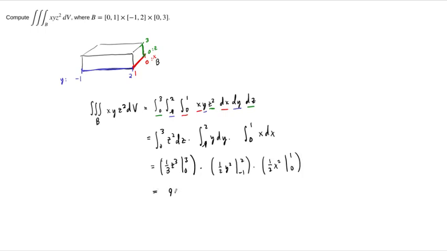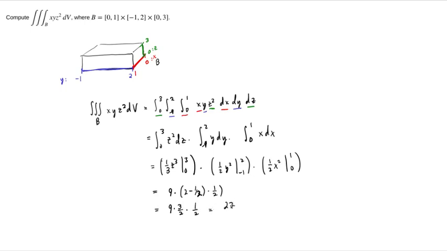So this one becomes 9. This one is 2 minus 1/2, so that's going to end up being 3/2. And this one is just 1/2. And so at the end of the day, this product is 9 times 3/2 times 1/2.